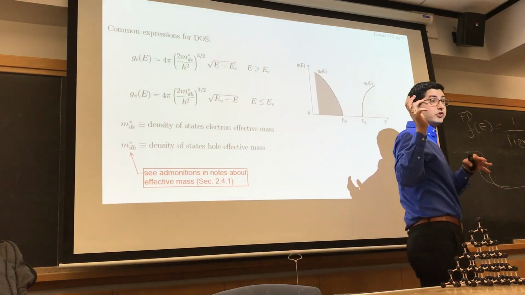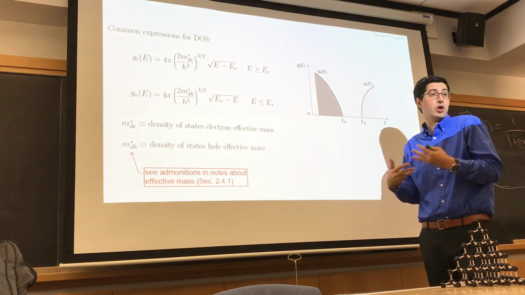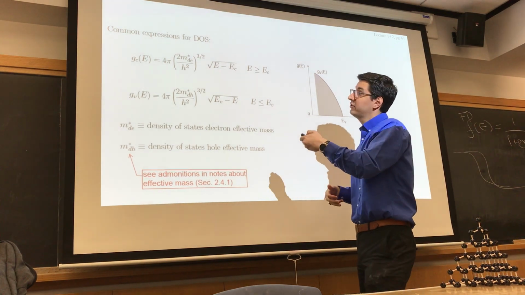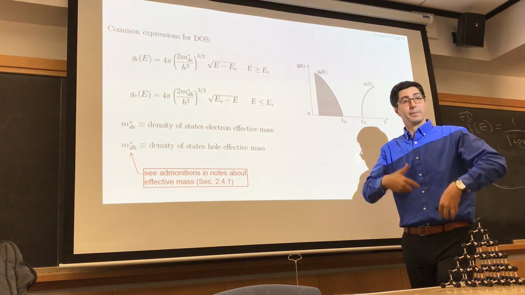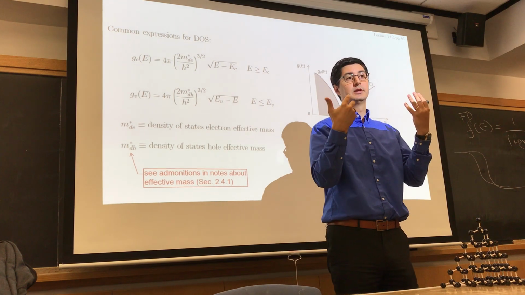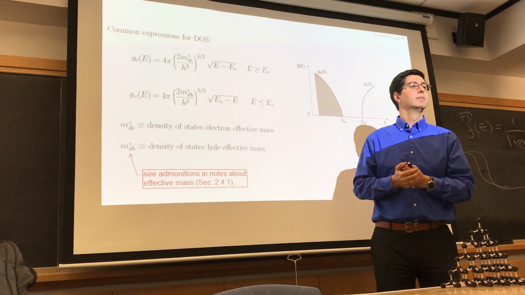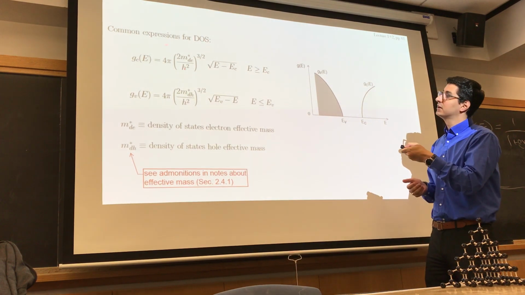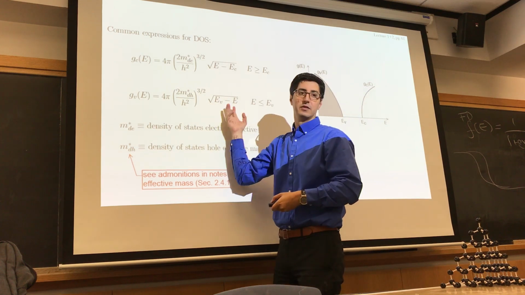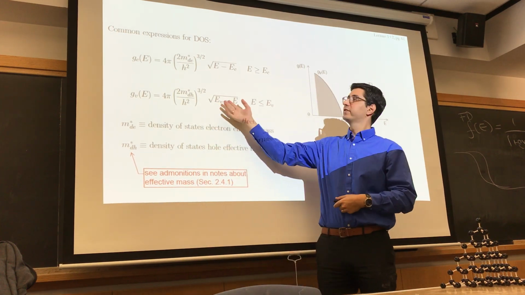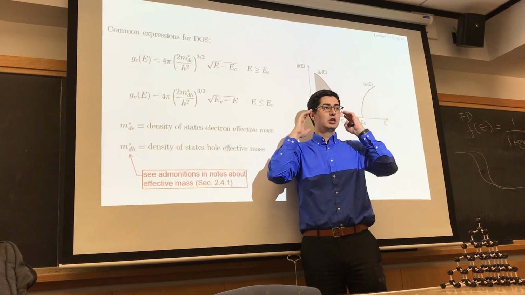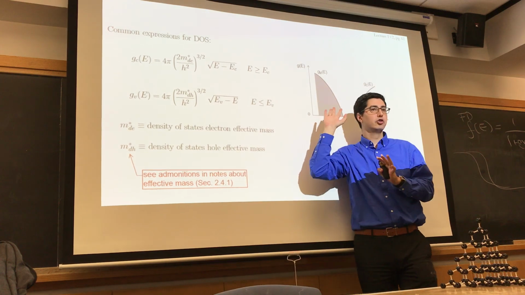And this is well understood, how we get these equations. I'm not going to derive it, but these are the equations that tell us how many states there are per volume, per energy, the density of states in our semiconductor in the conduction band and valence band. And yes, there's a difference in the minus sign, but I really, really encourage you to draw the picture.